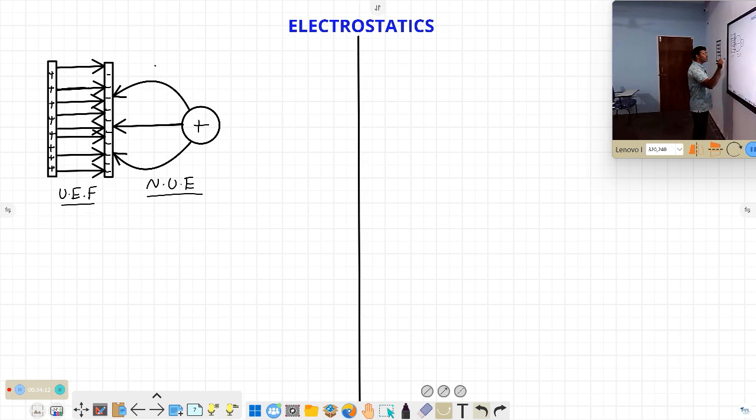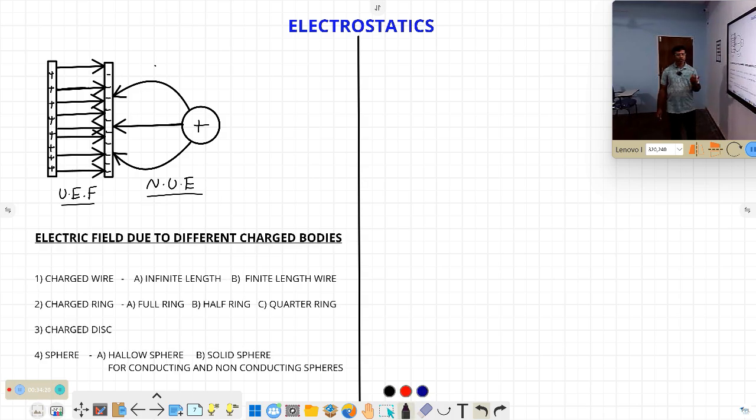So according to the type of charged bodies we have, either a uniform electric field or a non-uniform electric field. Next, we are going to discuss the electric field due to different charged bodies. This is most important here. We are going to discuss the mathematical approach now.